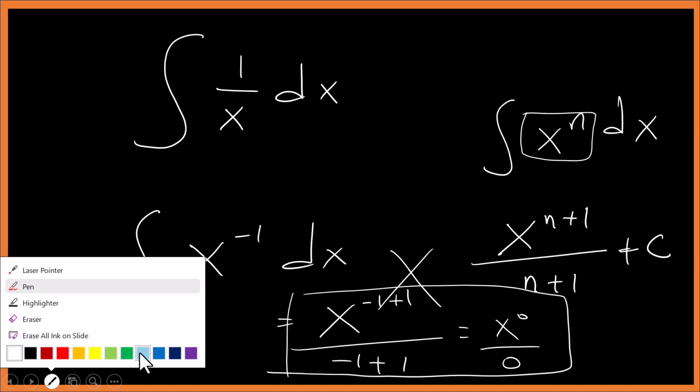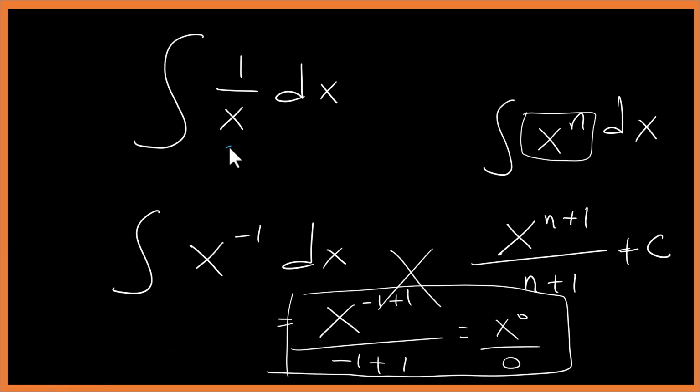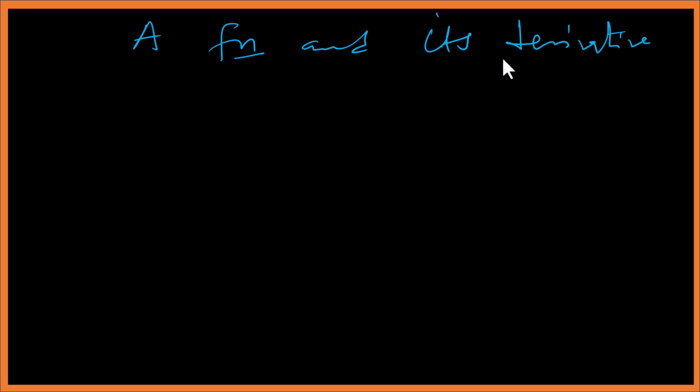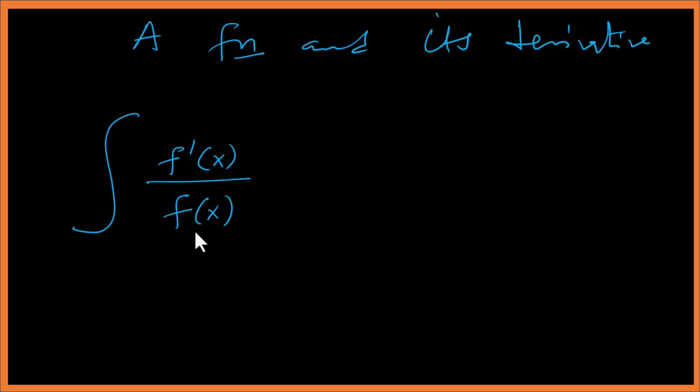All right. Now, let's understand this well. There is something we call a function and its derivative. Suppose we have the integral of f prime of x over f of x dx, where the numerator f prime of x is the derivative of the denominator.